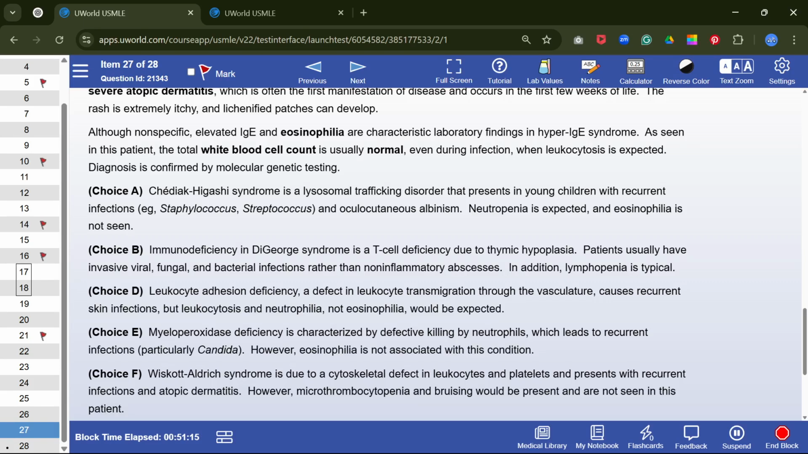Myeloperoxidase deficiency is characterized by defective killing by neutrophils, which leads to recurrent infection. However, eosinophilia is not associated with this condition. Wiskott-Aldrich syndrome is due to a cytoskeletal defect in leukocytes and platelets. It can present with recurrent infection and atopic dermatitis, however, microthrombocytopenia and bruising would be present and are not seen in this patient.